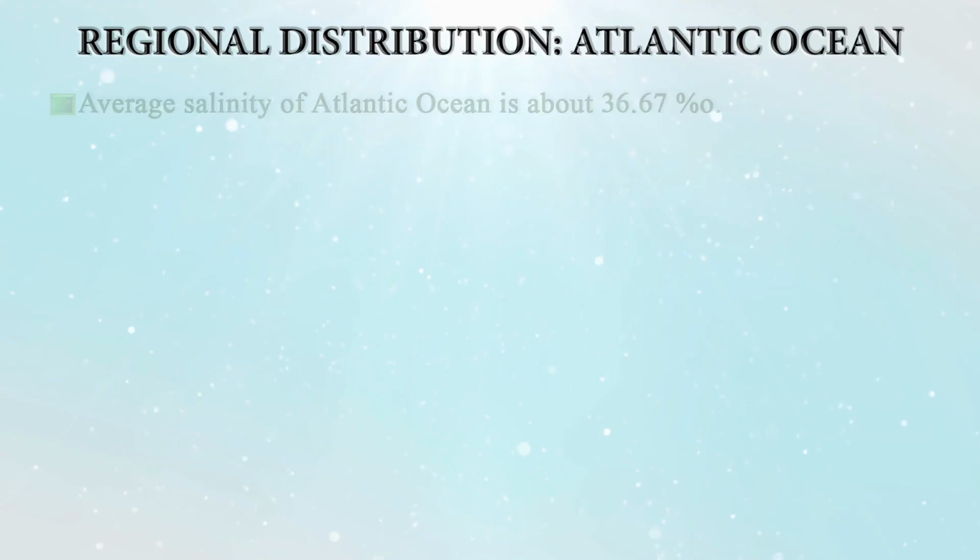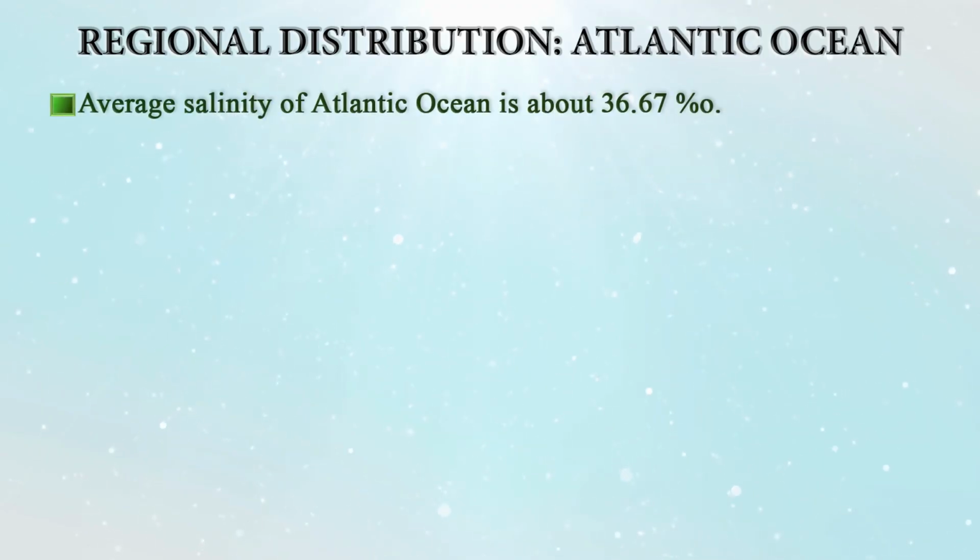Now let us study the regional distribution of salinity. First start with the Atlantic Ocean. The Atlantic Ocean has an average salinity of about 36.67 per thousand. And when we see the world map with the isohalines showing the salinity in different parts of the oceans, after one or two slides I will show you.